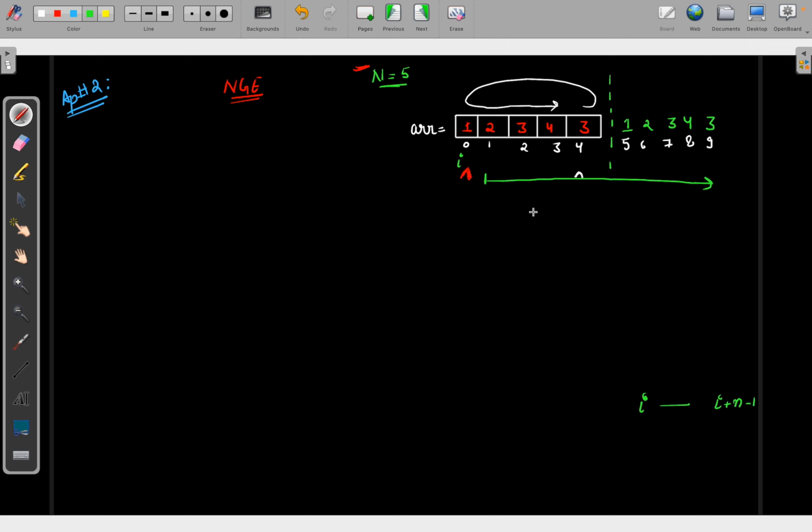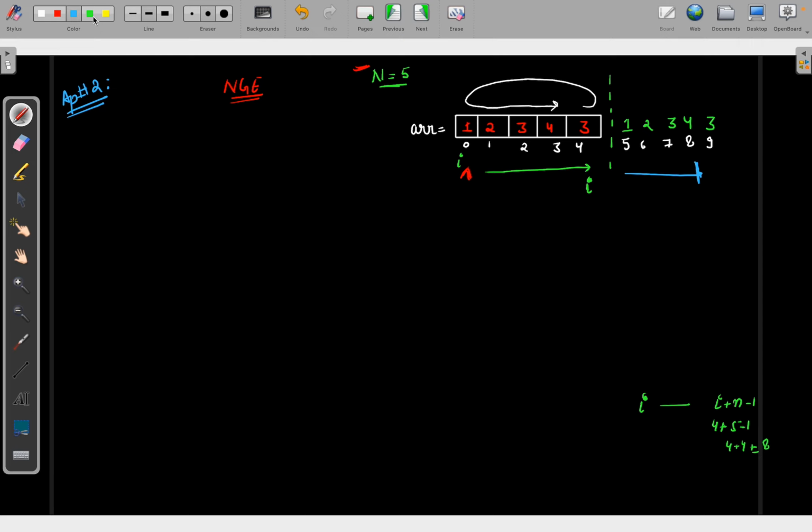Okay, so how will this work basically? For this element we will iterate only this, right? Because this will give us the answer, but not for this, right? So when I is here, at the last, I will run till I plus n minus 1. What will be I plus n minus 1? That is 4 plus 5 minus 1. That is 4 plus 4. That is 8, right? So what I will do, I will traverse till the 8th index, till here. And I will be able to find the next greater of it.